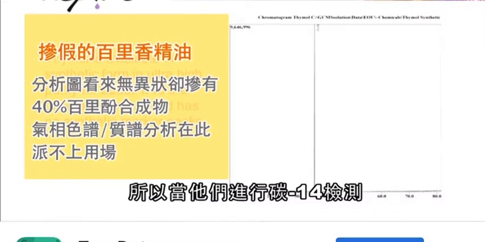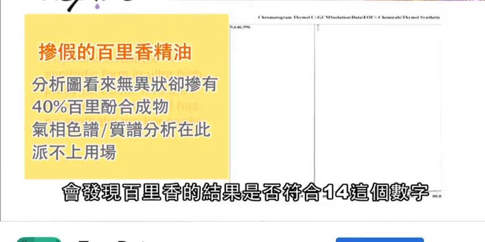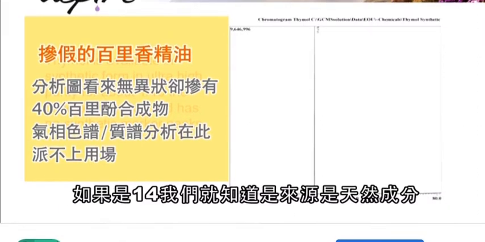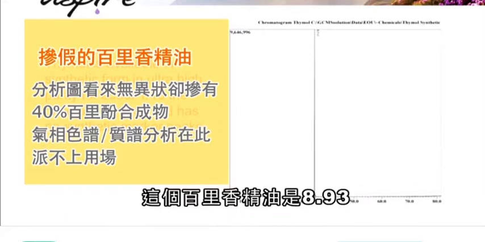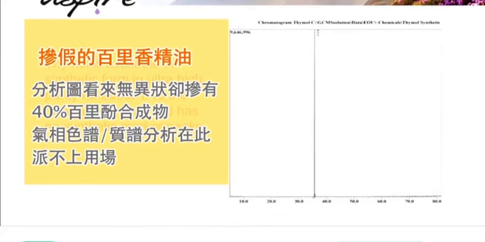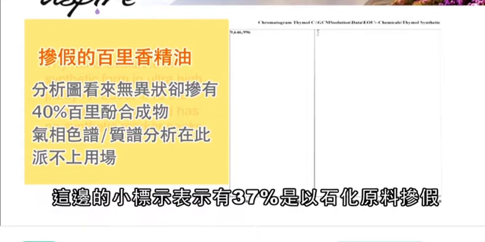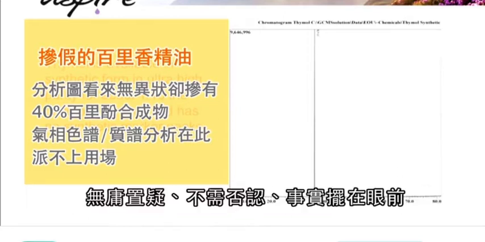And so when they do the carbon-14 and they see the result, what we expect is a number of 14. Now, when that result comes out 14, we know it's from a naturally derived source. This thyme oil came out to be 8.93, which indicates, if you can read the small text there, about a 37% adulteration with petrochemical derived material. No question, no refuting, done deal.